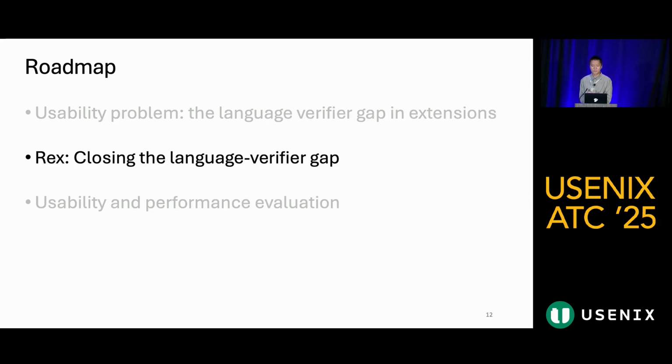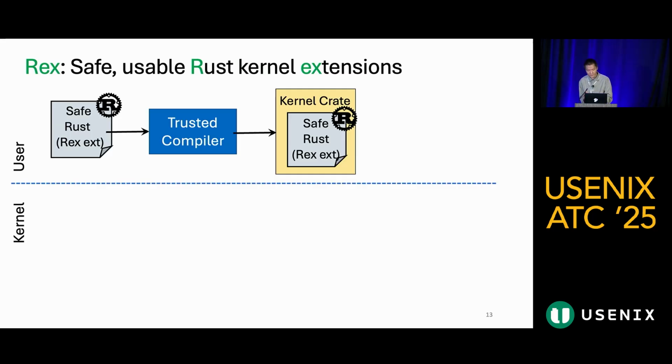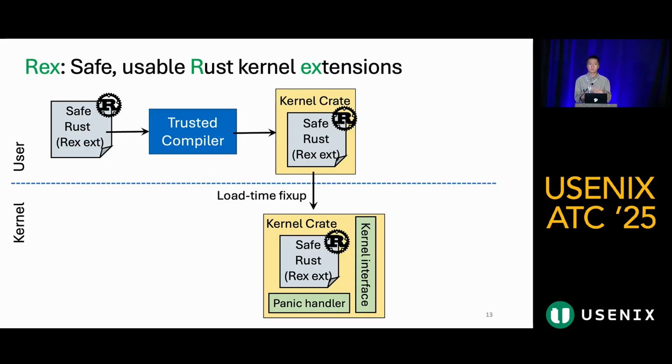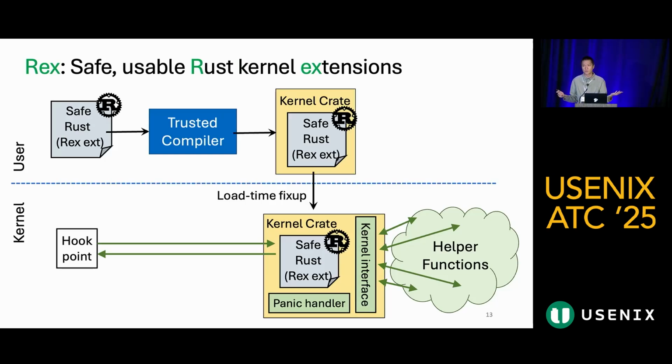All right, now let's move to our solution to the problem, which is the Rust-based Rex extension framework. Here we present the Rex project, which enables safe and useful Rust kernel extensions. In Rex, the program is implemented in safe Rust only. It is then compiled by our trusted Rust compiler and linked with the Rex kernel crate. The program can then be loaded into the kernel, and at this point the kernel performs some load-time fix-ups to resolve the referenced kernel symbols. After that step, the program is just like other regular BPF programs. You can attach it to existing hook points and talk to the same set of helper functions.